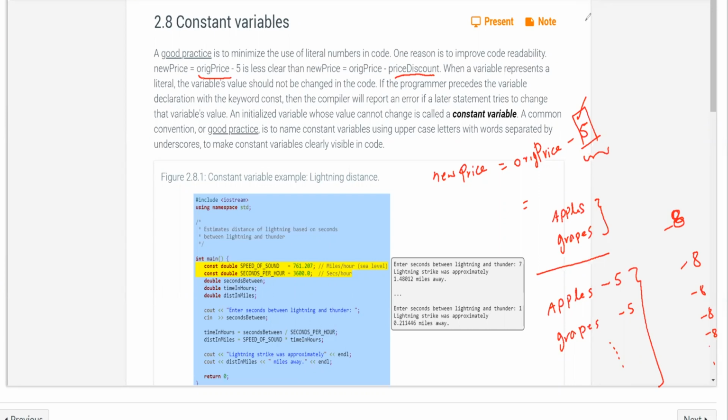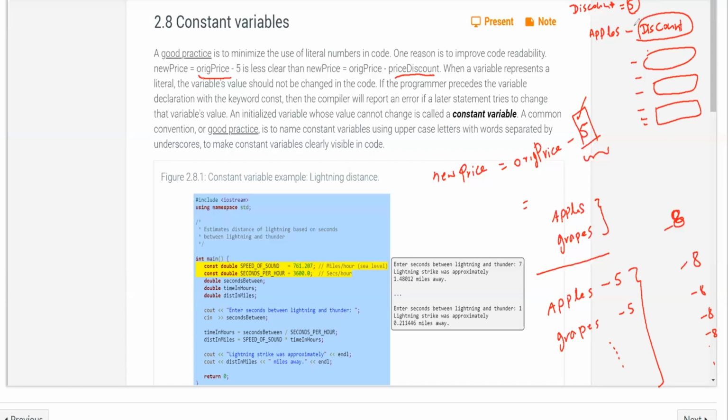So it's easier if you write the variable name, apples minus discount, right? And I'm defining this discount up here with the value, equal 5. So in that case, you don't have to edit every time. The variable name will always be there. Even if I come tomorrow, the only thing I have to change is this value right here, right? And it will remain the same for the whole program.